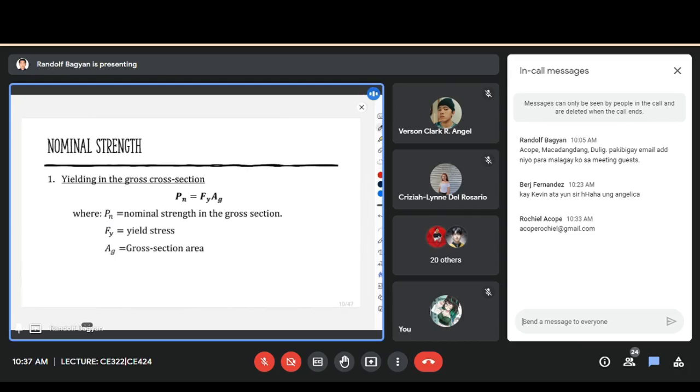Okay, and then we have the nominal strength. Of course, kung meron tayong nominal moment, ganyan-ganyan, no? That is also nominal strength doon sa ating RCD. Okay, we also have that in our steel. Okay, so tension members, yielding in the cross sections.